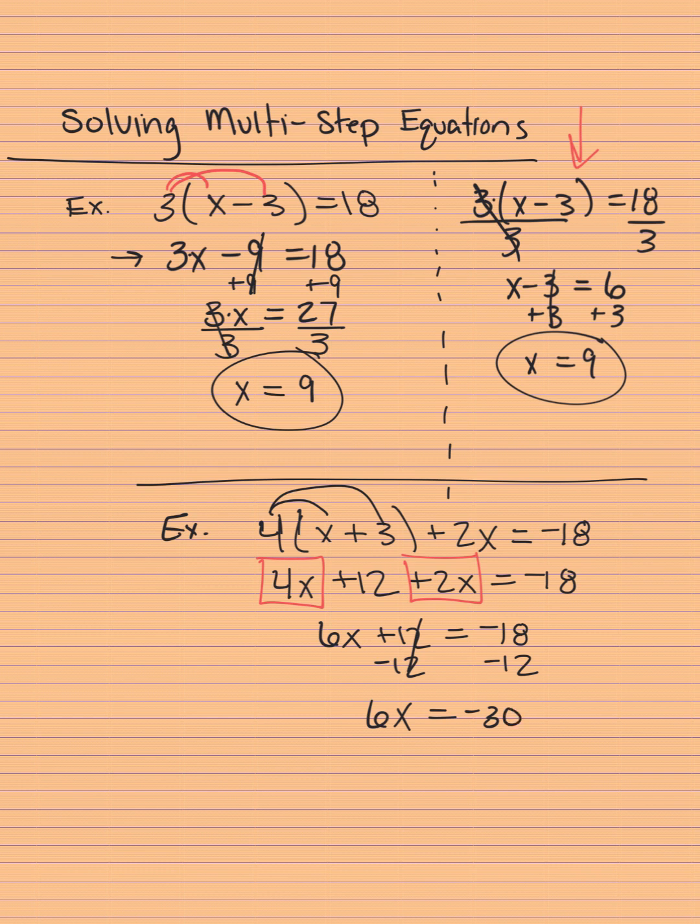And now I can finish solving. The opposite of multiplying by 6 is to divide by 6. 6 over 6 is 1, so that cancels. So x is equal to negative 5.